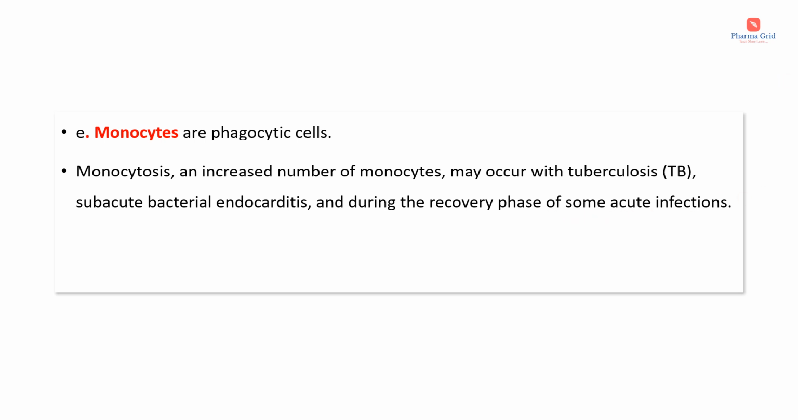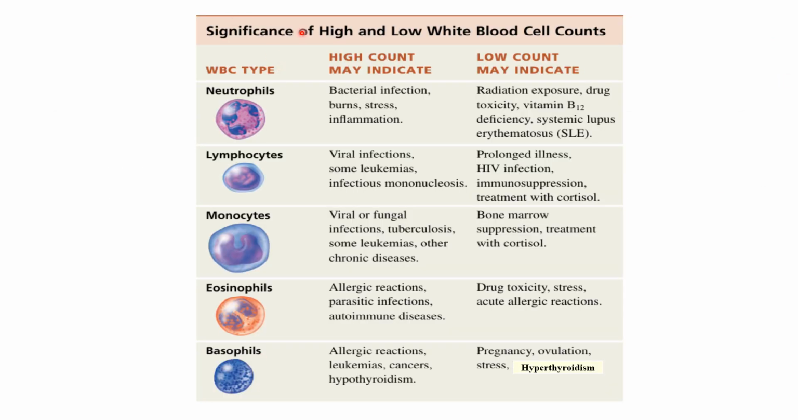So in this slide, you can see the significance of high and low white blood cell counts. And these are the different types of white blood cells. And here you can see the high count, what they may indicate, and low count, what they all indicate. So first of all, neutrophils, high count may indicate bacterial infection, burns, stress, inflammation, whereas low count may indicate radiation exposure, drug toxicity, vitamin B12 deficiency, then SLE. Lymphocytes, high count may indicate viral infections, some leukemias, infectious mononucleosis, then low count may indicate prolonged illness, HIV infection, immunosuppression, then treatment with cortisol.